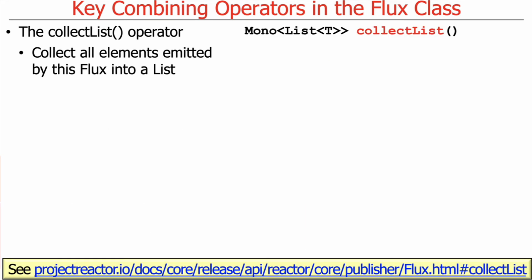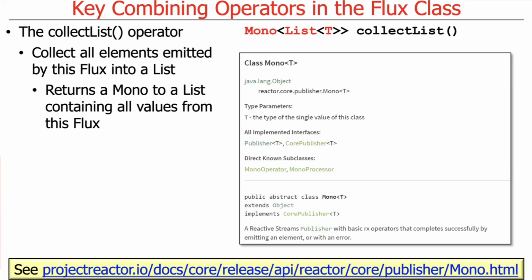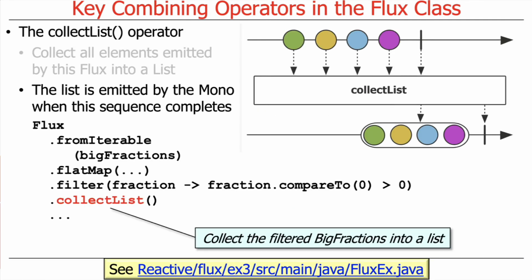The next combining operator we're going to talk about is something called collectList, which is pretty cool. It's very useful. It takes all the elements that are in the Flux, and it will emit them into a Mono of a List. So it returns a Mono of a List that will contain all the values from the Flux. And again, as with reduce, it's going to return it back as an async type, a reactive type, like a Mono. The list will be emitted by the Mono when the sequence completes. So here's a very simple example. We'll look at more detail here in a minute.